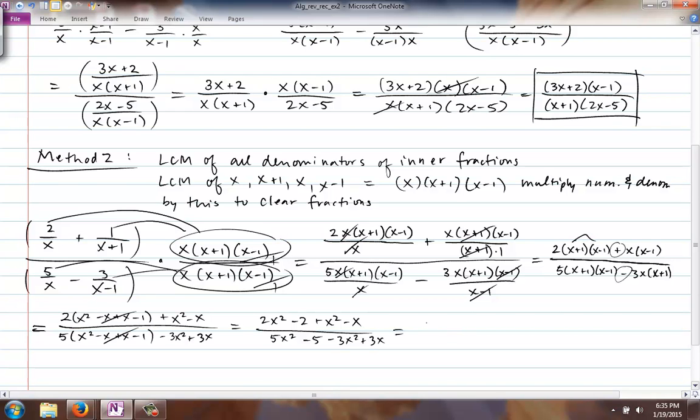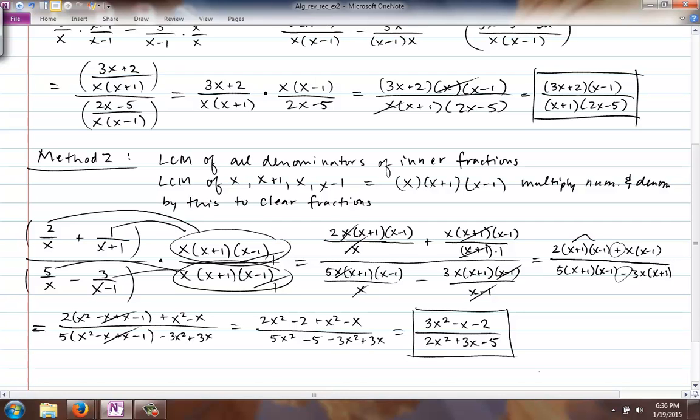Combining like terms up top, 2x squared plus x squared is 3x squared minus x minus 2 over 5x squared minus 3x squared is 2x squared plus 3x minus 5. So that is correct and simplified, although in a different form than our answer, but they are equivalent. If you went ahead and multiplied out our first answer with method 1, you would get the same thing. So either way is fine.